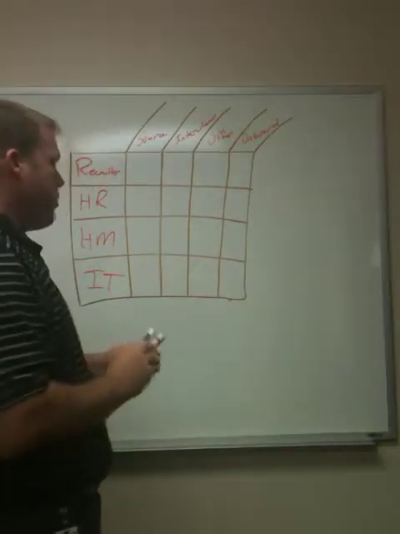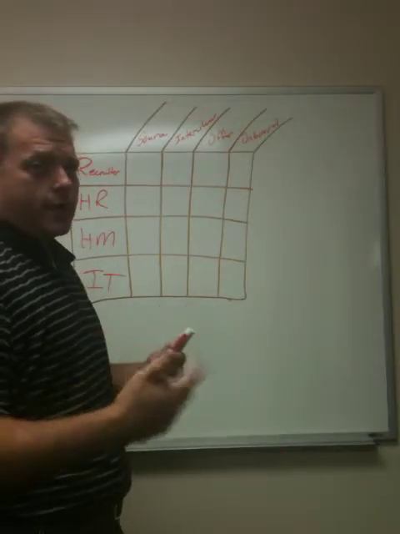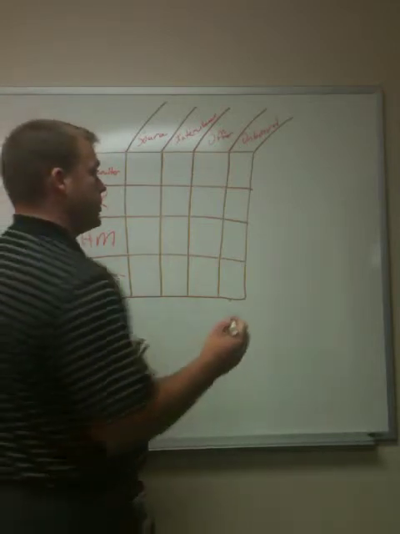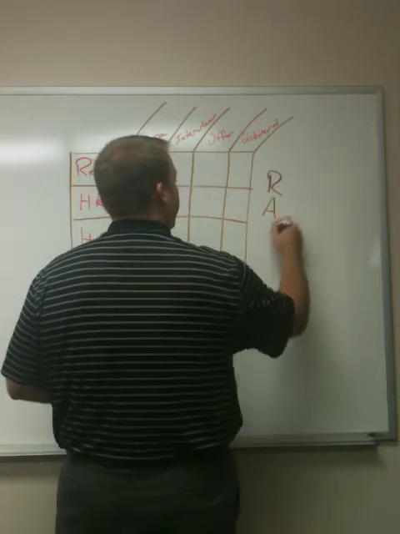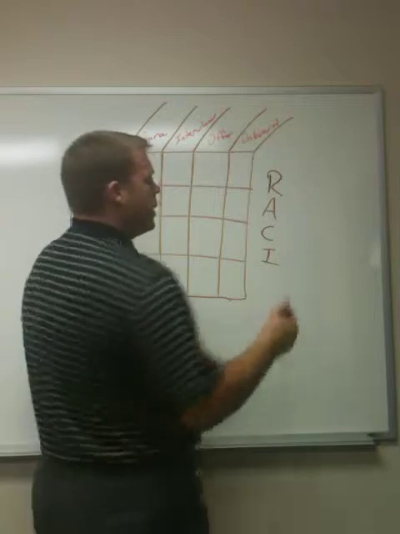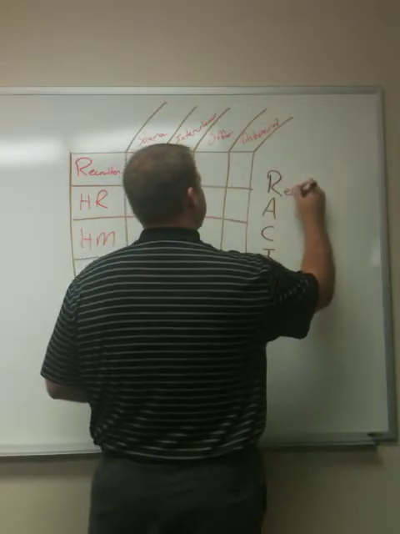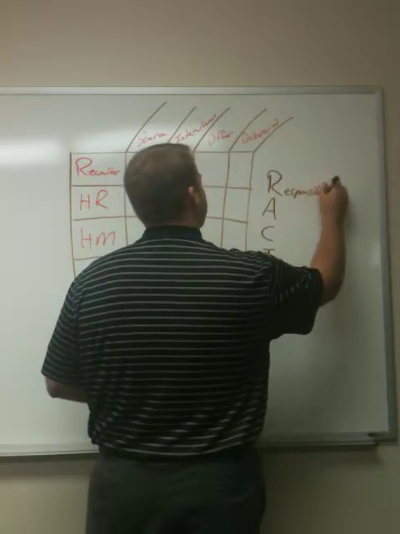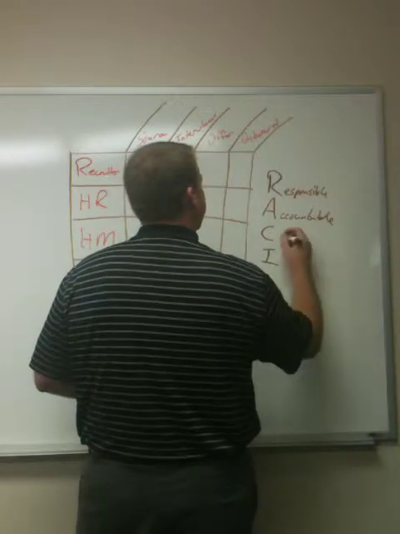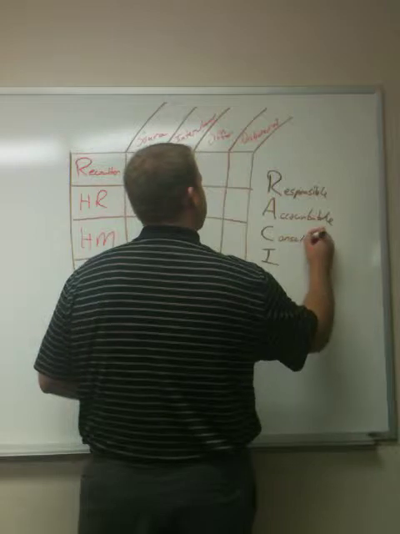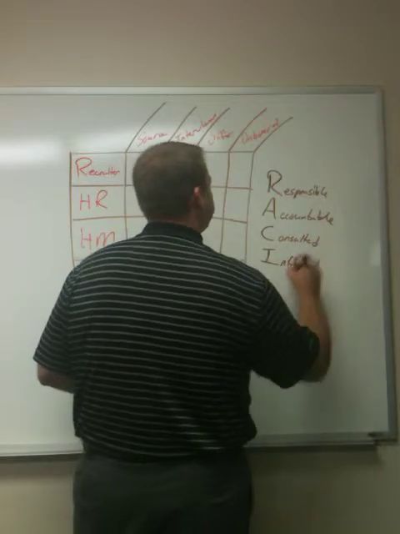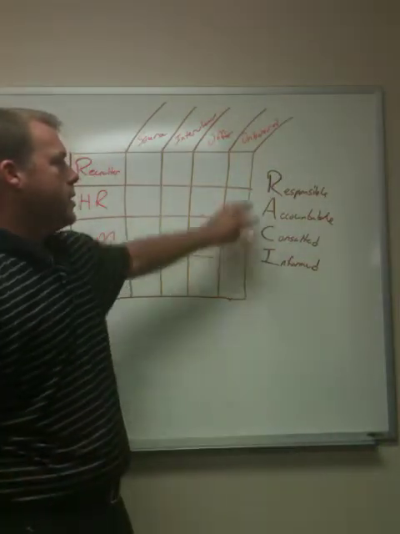So with the RACI diagram, what we're really trying to do is make sure everyone understands their role in the process. So we've got the four things that we talked about, R-A-C-I. I'm sure that you've read the article. If not, there'll be a link to it. If you remember, it is responsible, accountable, consulted, and informed. So those are the four pieces.